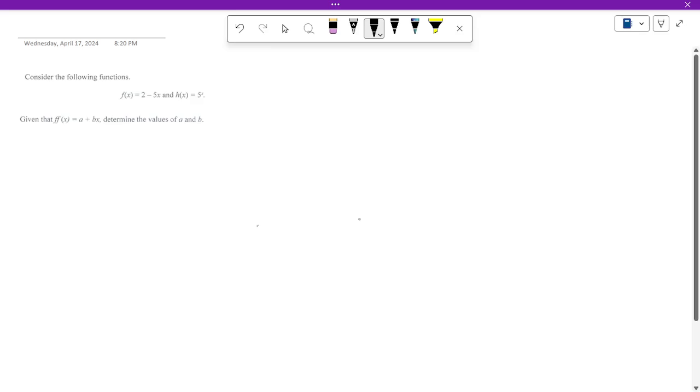Yes, for this last question, we're looking at f of x is equal to a plus bx, and it wants us to determine the value of a and b. So it's f of x, that's what we're looking at. Let's first write what f of x is, which is 2 minus 5x.